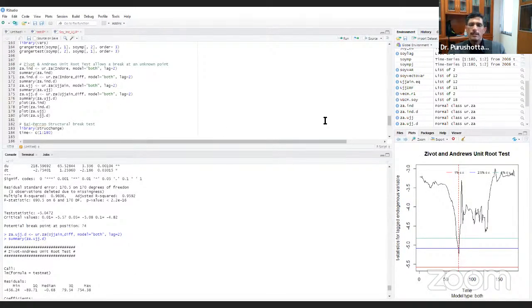So there is a structural change in the series, and we have to model accordingly, taking into account the structural change in the series. That's all from my side. Thank you.